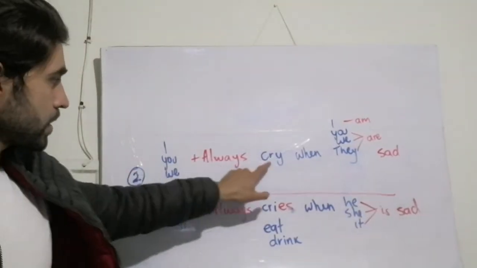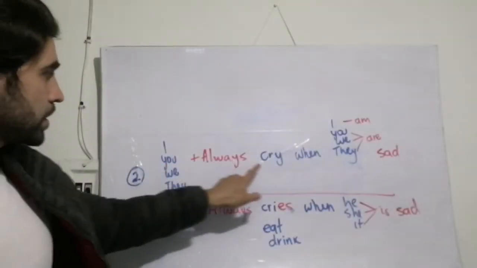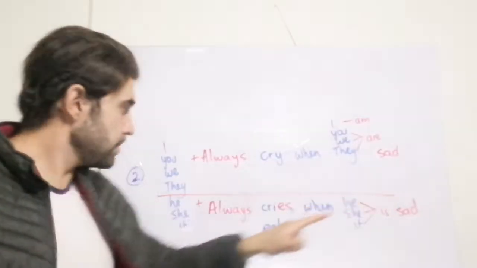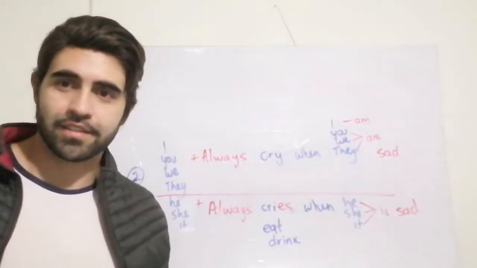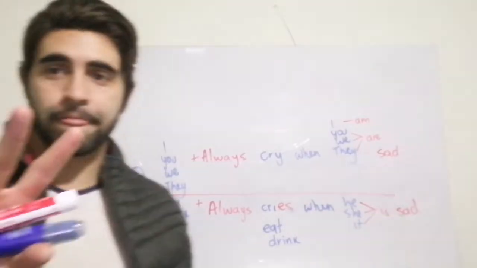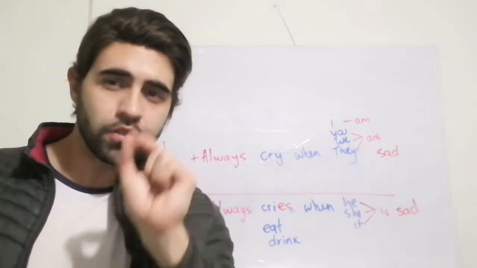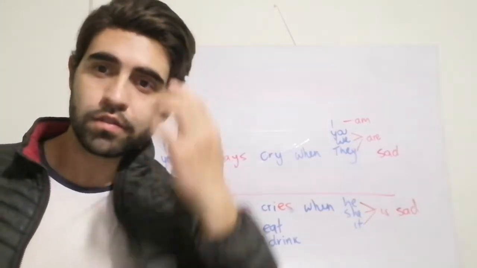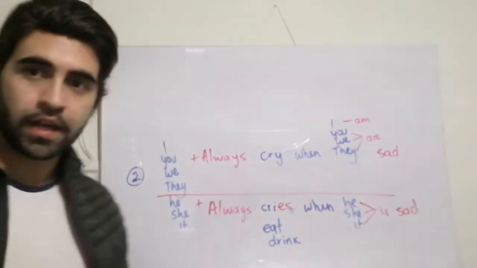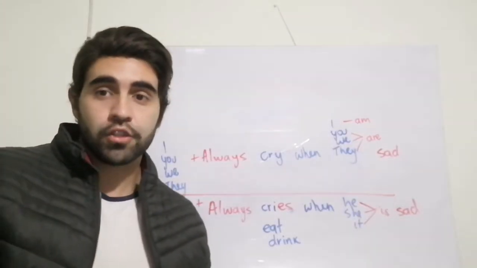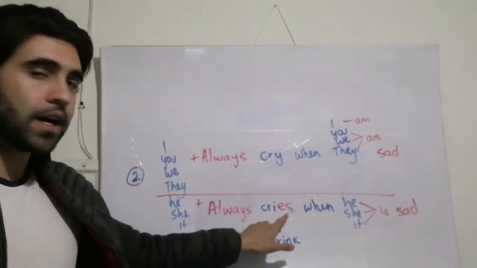Now, you always cry when you are sad. We always cry when we are sad. They always cry when they are sad, etc., etc. And the second part here with the third person is a little different, but just a little different, because we have to take into account something very important, and it's the S in the verb that I've already previously mentioned in other examples. So it's like, he always cries.